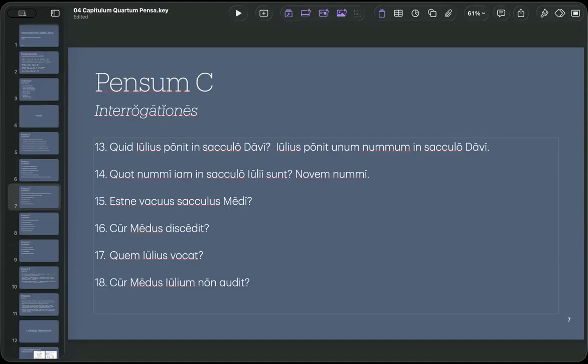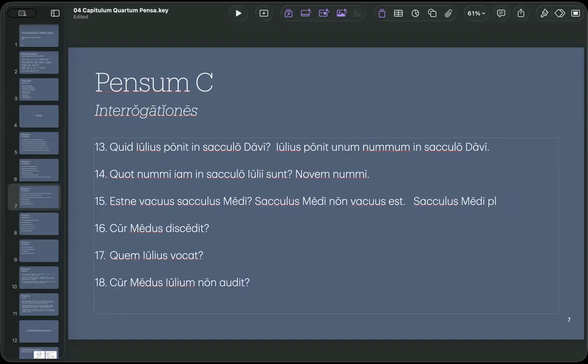Est ne vacuus sacculus medi? Non. Non. Sacculus medi non vacuus est. Oops. There we go. Sacculus medi non vacuus est. Although we're inferring that's the case. Yes. So, yeah, that's true.